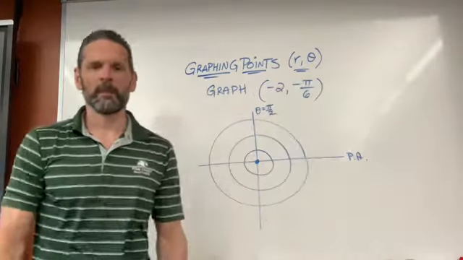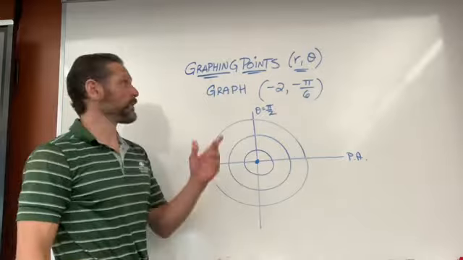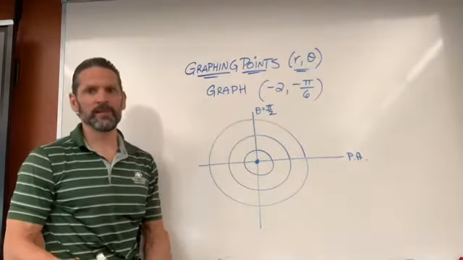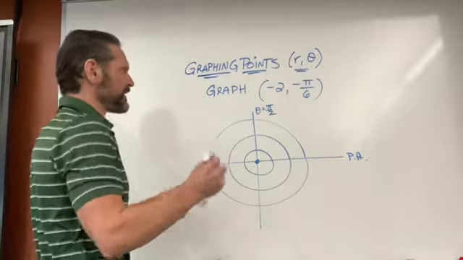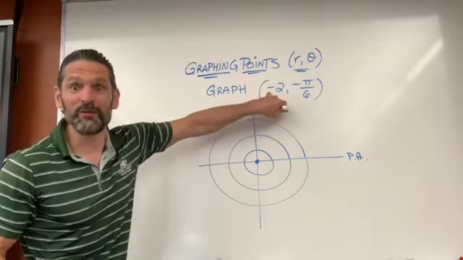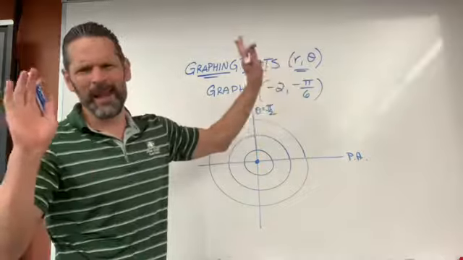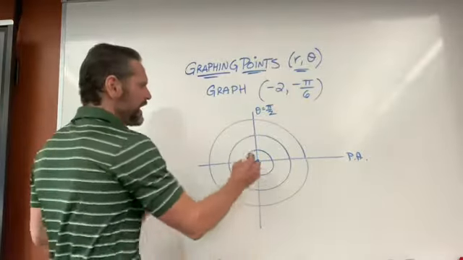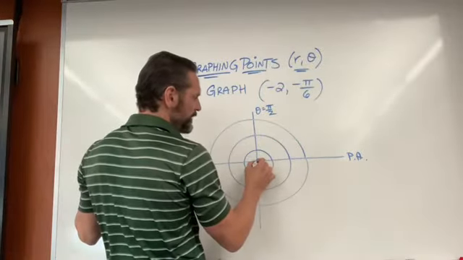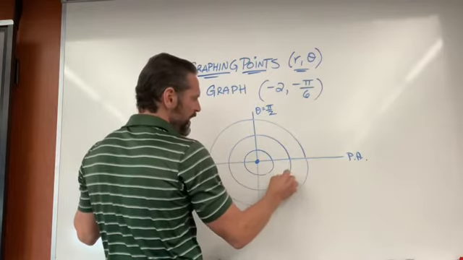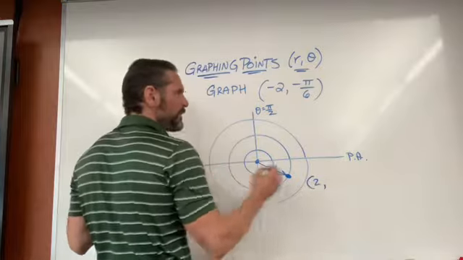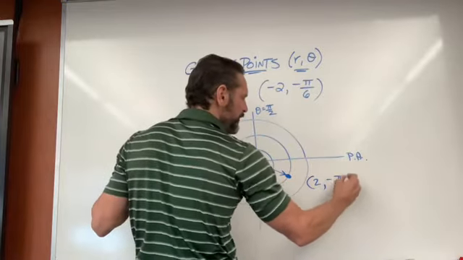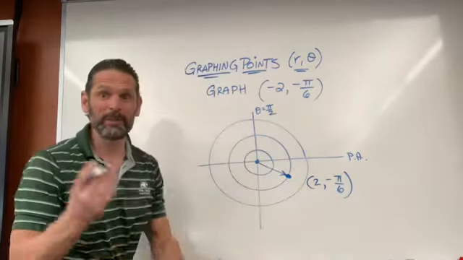That's my advice. Again, we're asked to graph negative 2, negative pi over 6. First thing I'm going to do, I'm going to graph positive 2, negative pi over 6. I change the directed distance to positive. I keep the angle negative. I don't care. That just means clockwise. Here we have negative pi over 6 and a distance of 2. And so hopefully we can all agree that this point is a directed distance of 2 at a directed angle of negative pi over 6.